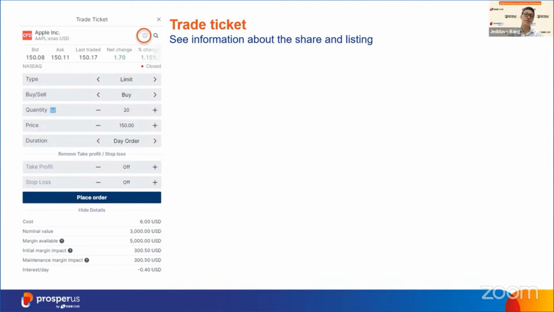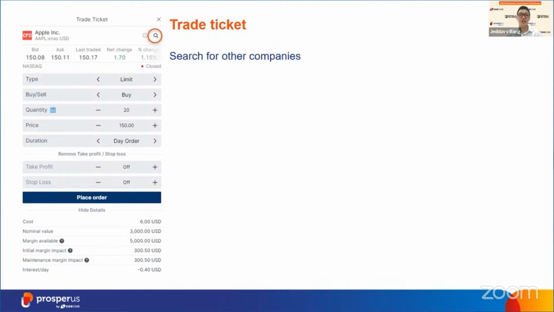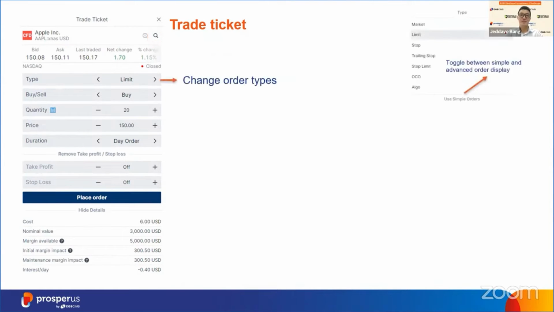the top right, there's an I button, again just to see the information about the share and the listing. You can search for other companies with this search button, so you can change what is shown on your trade ticket. And let's say you want to change order types, you can just select from here. I'm not going to really explain what some of these order types are, but if you do have any questions on it, please do either search it up or you can always ask at the end of the session. I will not mind going through with you.